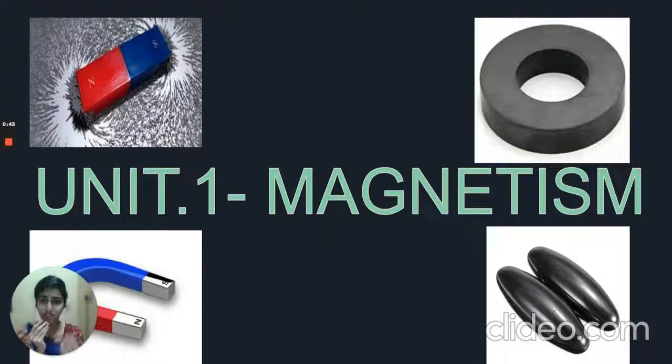In your previous classes, you would have studied what magnetism is, the definition of magnetism, and also the different types or shapes of magnets, right? Can you all take a look at the screen now and identify the different shapes of magnets that you can see on the screen? There are four different magnets, right?